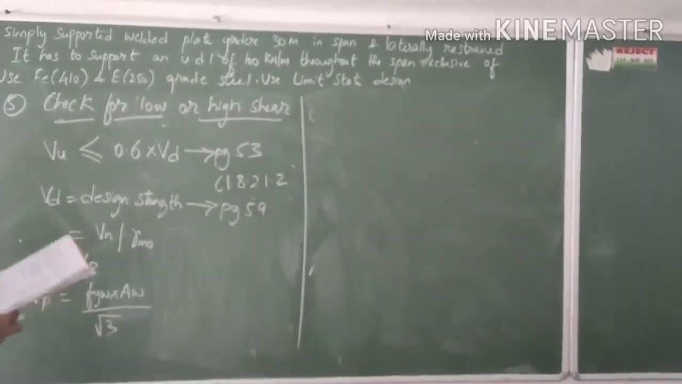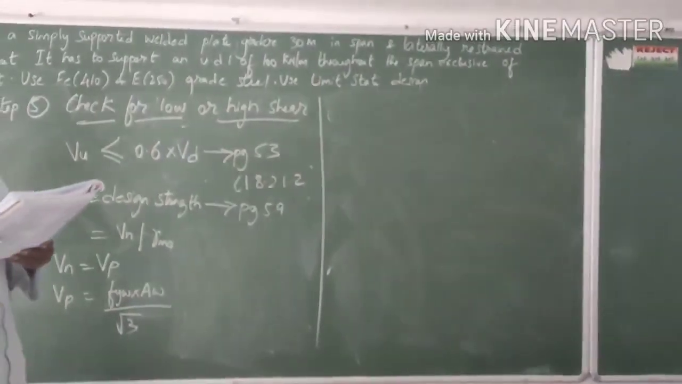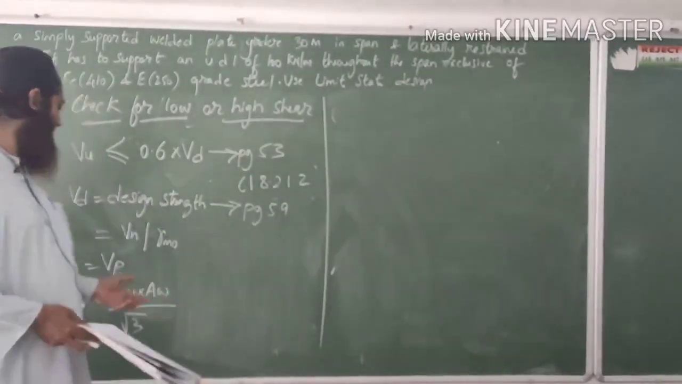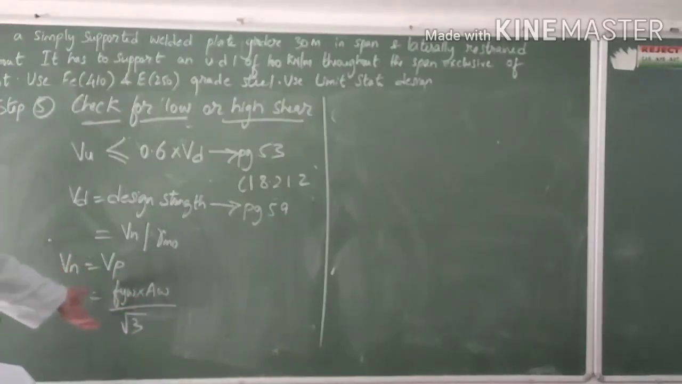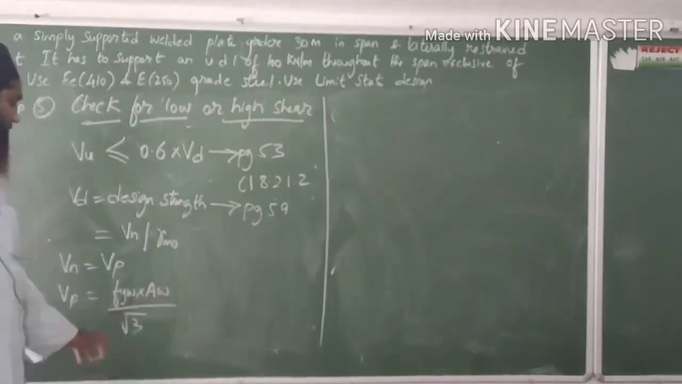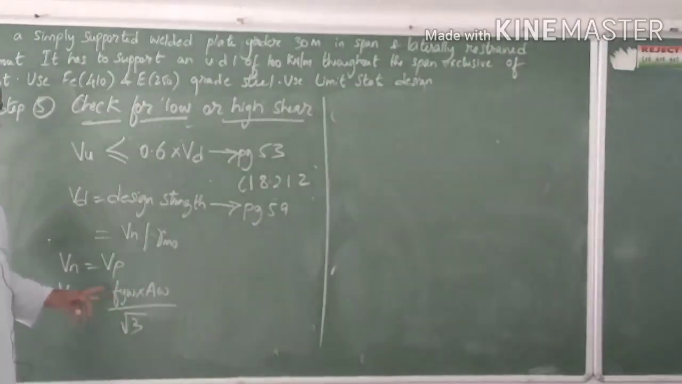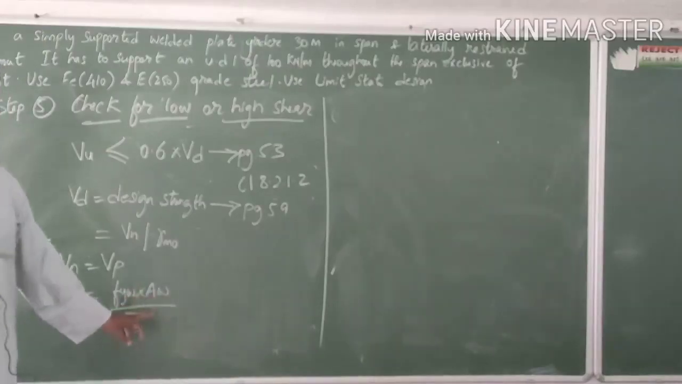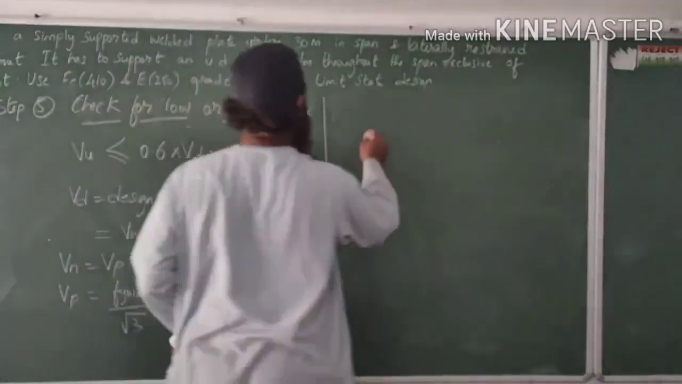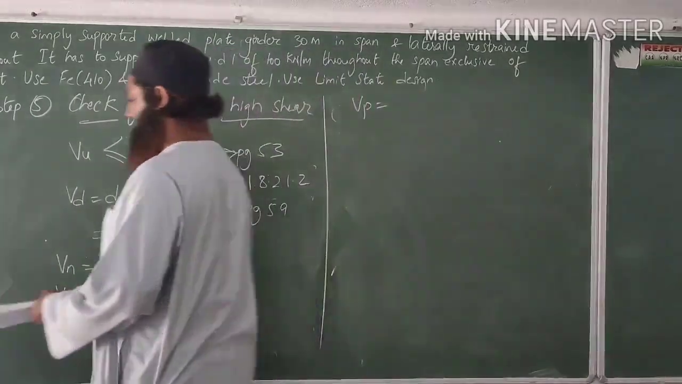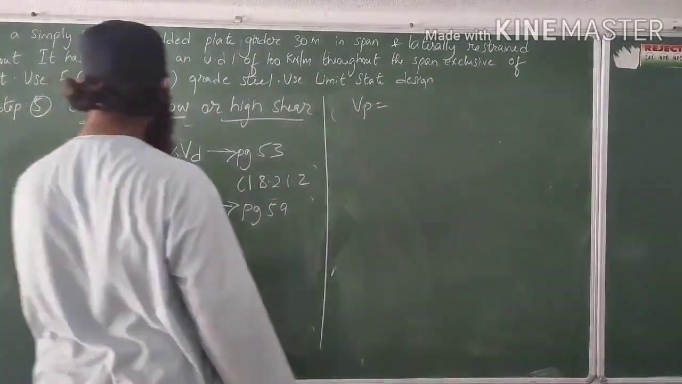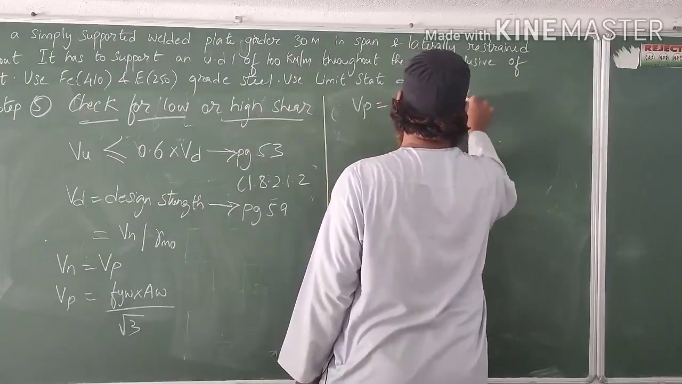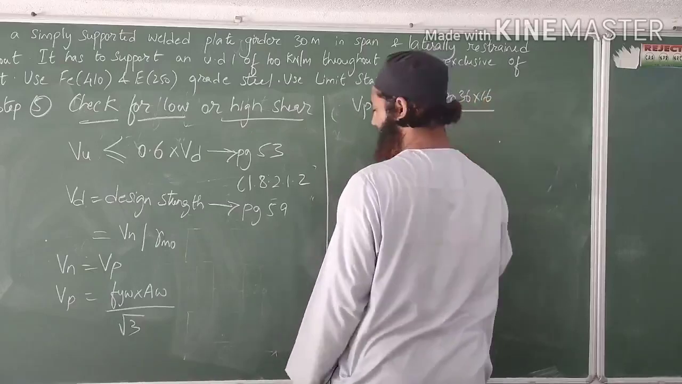We'll first have to find out what Vp is, that is the nominal plastic shear resistance under pure shear, given by Vn equal to Vp. Now Vp is given by Fyw Aw by root 3. Fy is the yield stress in the web, that is 250, Aw is the area of the web, and by root 3. We'll put these values here and see what we get as Vp. Vp is equal to Fy is 250, area of the web is 2036 into 16 by root 3.